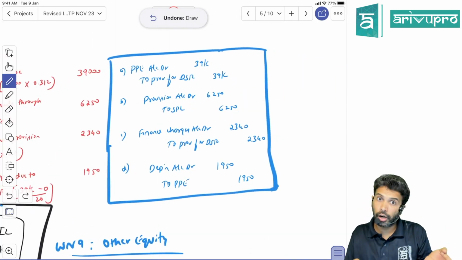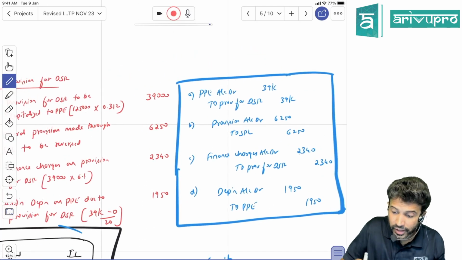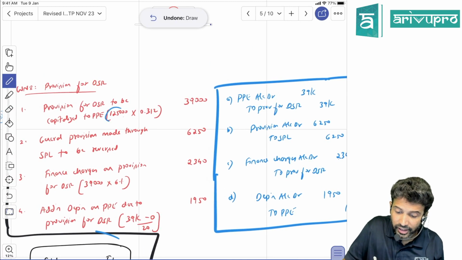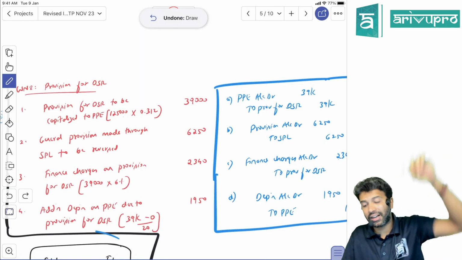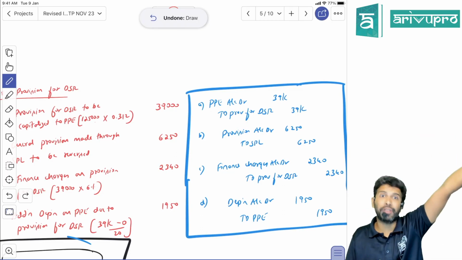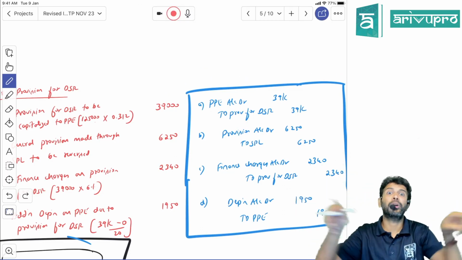Okay? Sir, you have shown the provision for DSR at present value. Correct. But you will not settle it at 39,000. You will settle it at 1,25,000. So that means as time passes, from 39,000 the provision balance should increase and become 1,25,000 after 20 years. That means you need to put up an ACM table.